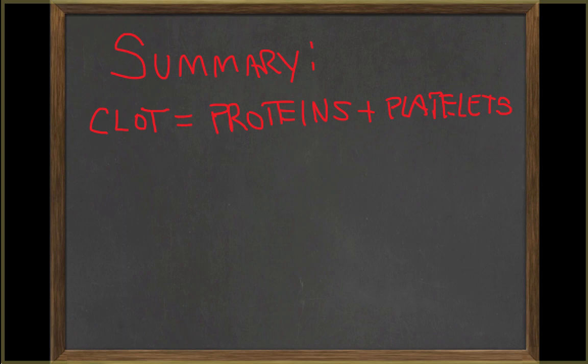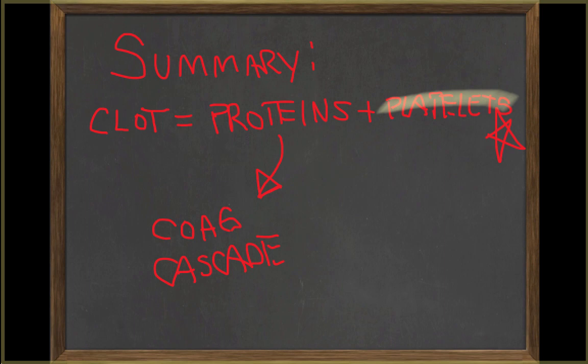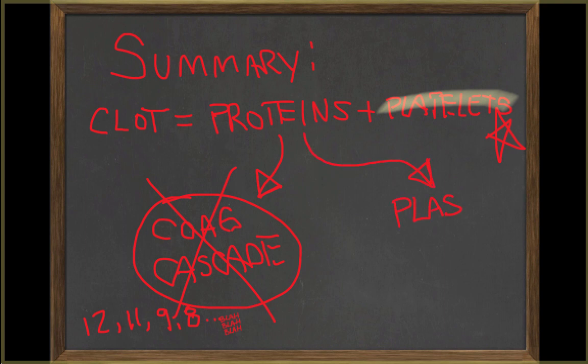The platelet variable of this formula is easy to understand because that is a product you can order from the blood bank. The protein portion often, I believe, gets mired down in all the complexity of the coagulation cascade, and it's rarely been helpful for me to be at the patient's bedside thinking 12, 11, 9, 8, blah, blah, blah. So from a clinical perspective, when trying to decide on the proper therapy for our bleeding patients, the protein factors can simply be summarized as plasma, and there are several plasma products that can be ordered from the blood bank.